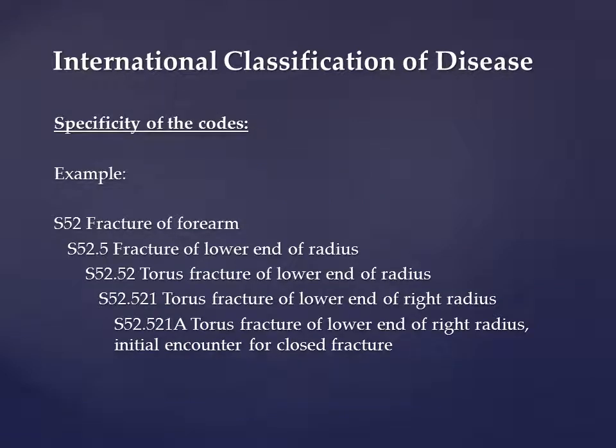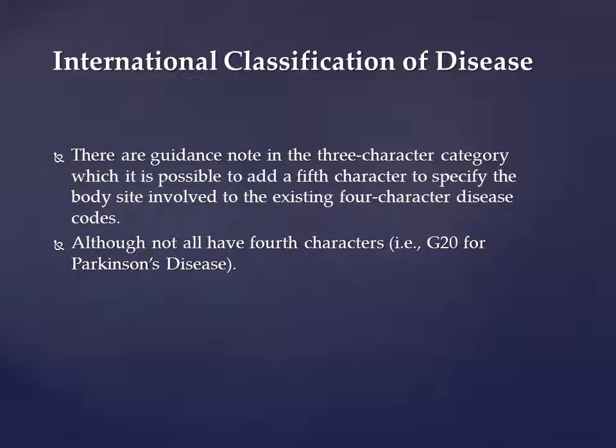In this slide, you may see the ladder of specificity of the code for S52, which can start from the three character level up to the sixth or seventh character. And then next one, although not all codes can reach up to the fifth or sixth character like the previous example, there are ones that can only go possibly until the fourth or just even the three character level code like the G20 for Parkinson's disease.